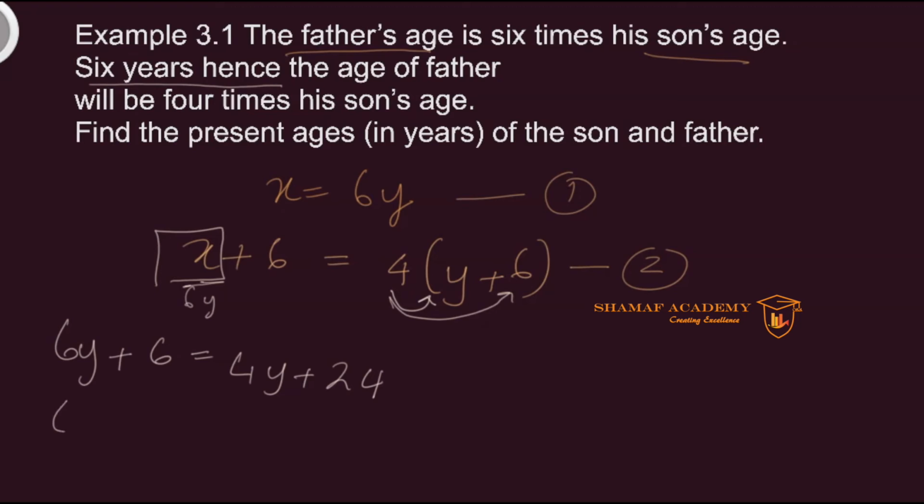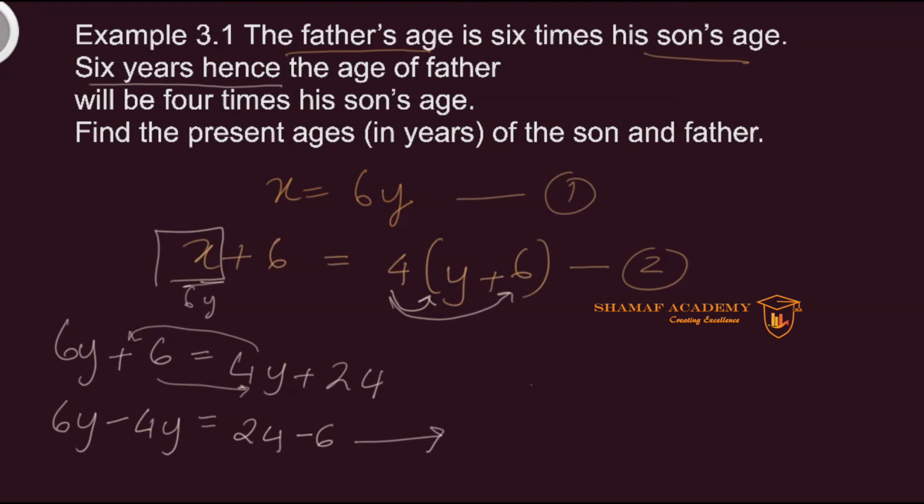Let me take y's to the same side and the constant numbers to one side. So it will become 6y minus 4y. Why does this become minus? Because it is going to the other side, so it will change its sign. This is a positive number right now. When it goes to the other side, it will become a negative number. And then we have 24 minus 6, the same thing. It is positive here, so when it goes to the other side, it will become a negative number.